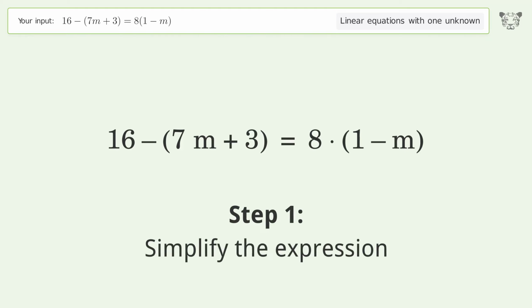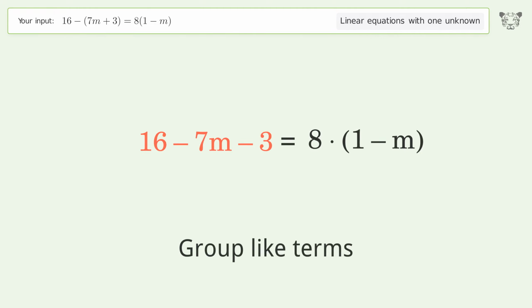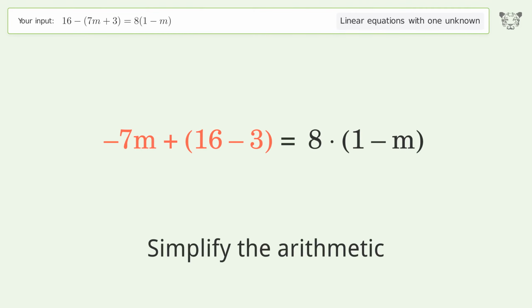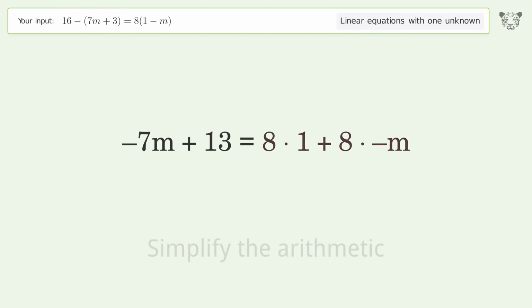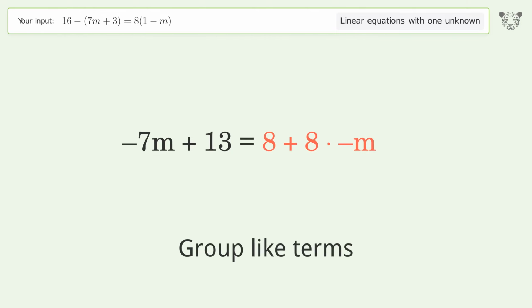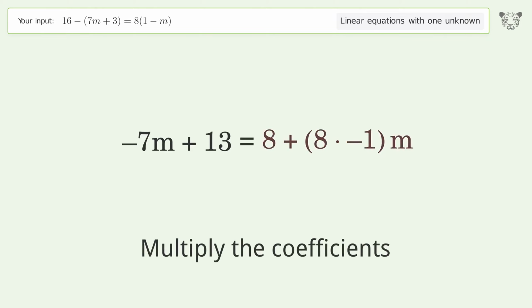Simplify the expression. Expand the parentheses. Group like terms. Simplify the arithmetic. Expand the parentheses. Simplify the arithmetic. Group like terms. Multiply the coefficients.